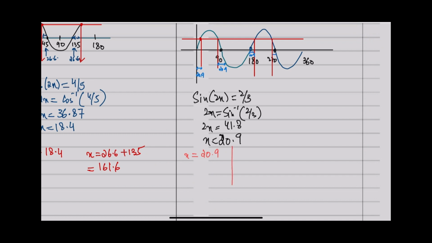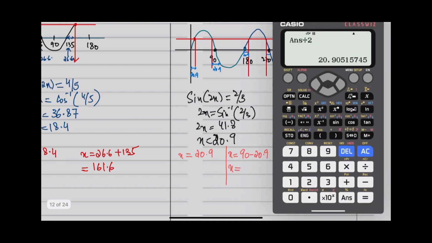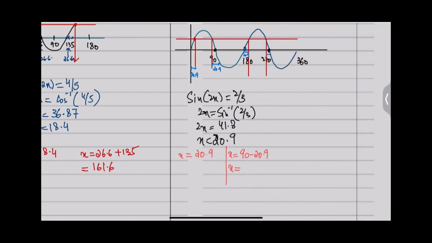Second, as you see, the next point of intersection is 20.9 degrees before it had reached 90 degrees. So which means 20.9 degrees less than 90. So x equals 90 minus 20.9. We'll check all the answers. So 69.1.